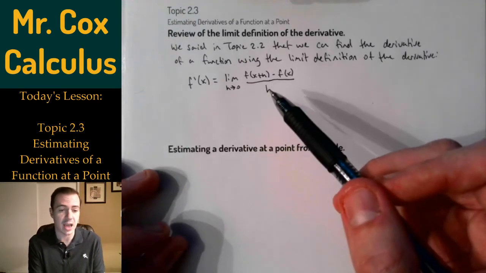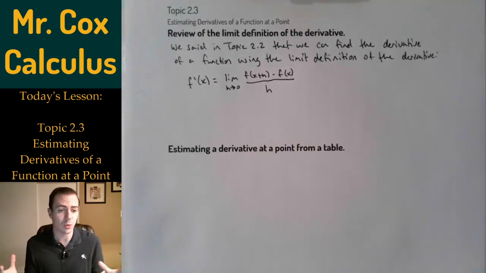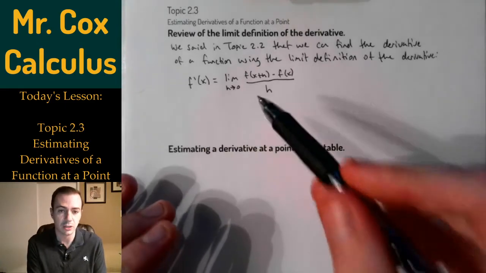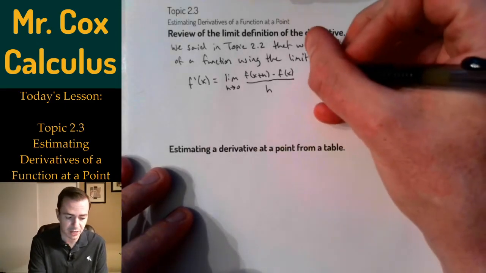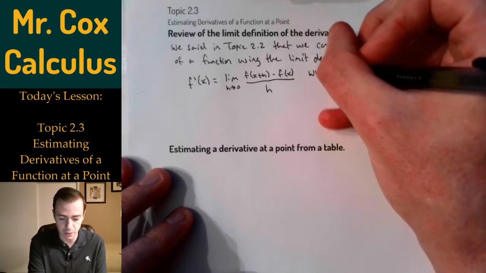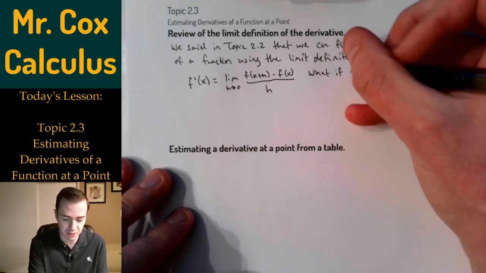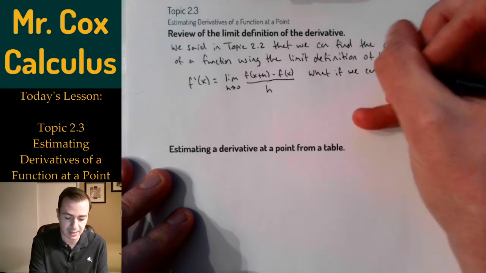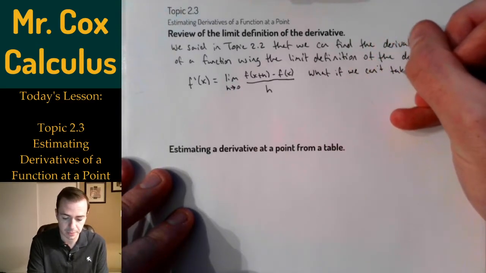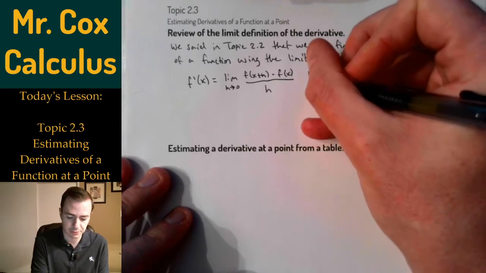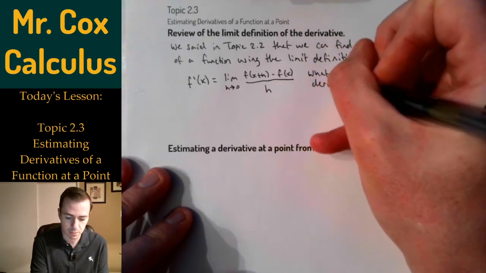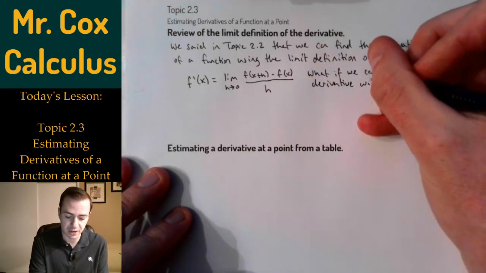So we looked at that and we said, okay, well, it takes a while and there's a lot of algebra involved, but we can in fact take the derivative using this limit definition. So the question now is, what happens if this idea right here doesn't particularly work for us? What if we can't take the derivative with this definition?